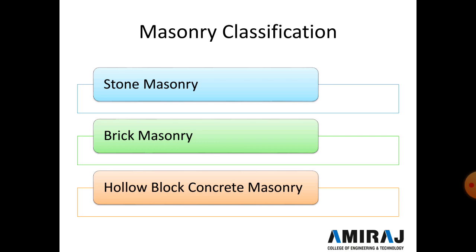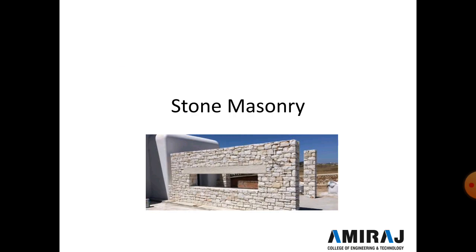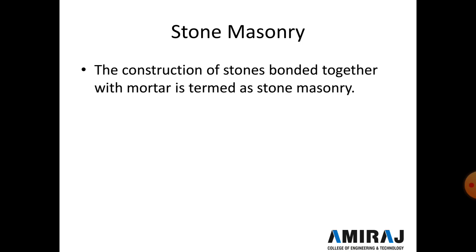Now we classify the masonry work. Masonry work is divided into three parts. First is stone masonry, second is brick masonry, and third is hollow concrete block masonry. One by one we discuss. First is stone masonry. In stone masonry we generally use stone for the masonry work. The construction of stone bonded together with mortar is termed stone masonry.